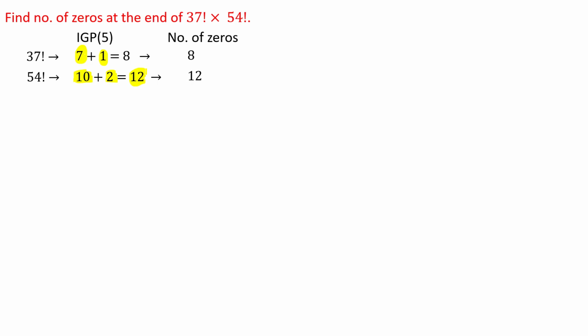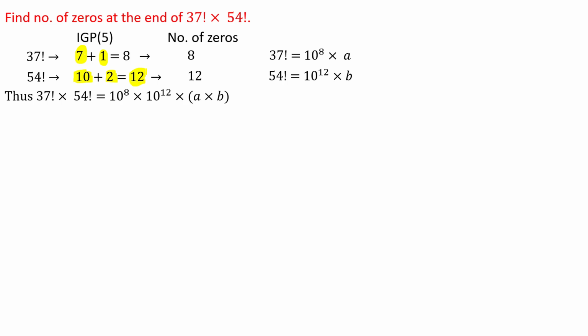So from this we can say that 37 factorial is nothing but 10 to the power 8 into A, and 54 factorial is nothing but 10 to the power 12 into B. Now we want to find 37 factorial into 54 factorial. So we can write 37 factorial into 54 factorial as 10 to the power 8 into 10 to the power 12 into A into B. That is nothing but 10 to the power 20 into A into B.